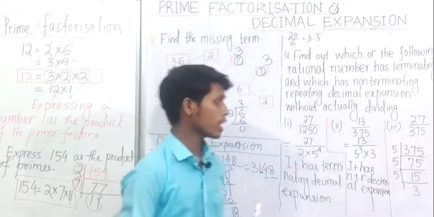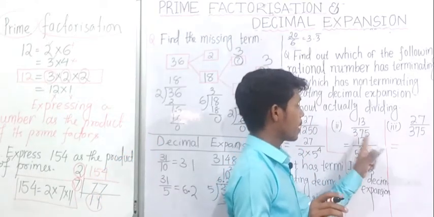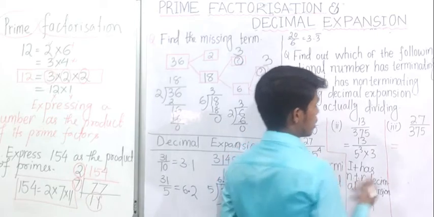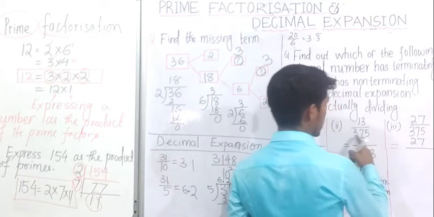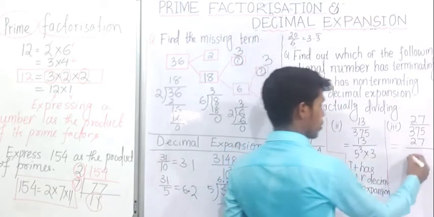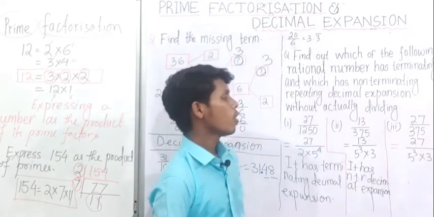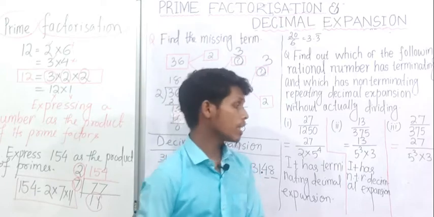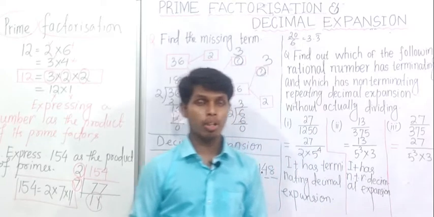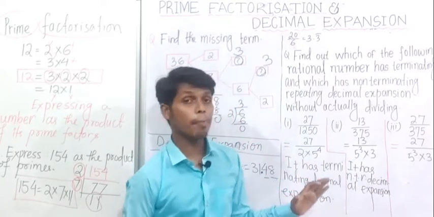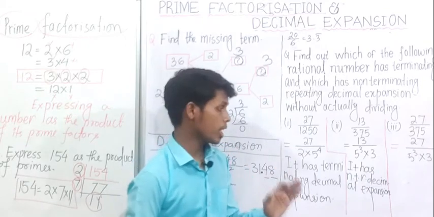So let's move to the last one, that is 27 by 375. We had just recently prime factorized the 375, so we will not do that again. We can clearly write 27 by, in place of 375, 5 cubed times 3. Okay, so now here also we have 3 in the denominator along with 5. So according to the concept that we learned, if it contains any prime factor other than 2 or 5, then it has non-terminating repeating decimal expansion.